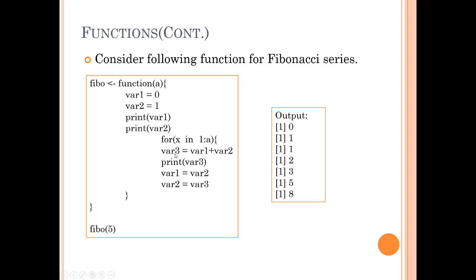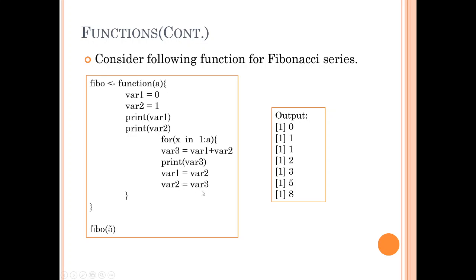Here there exists var3, which will have the result of addition of the first two variables. Then we are printing var2, and we are simply assigning the value of var2 to var1 and the value of var3 to var2. That is, we are interchanging the values. Not exactly interchanging, but var1's value will be vanished, and it will have the value from var2, and var2's value will be replaced by var3's value, and so on.